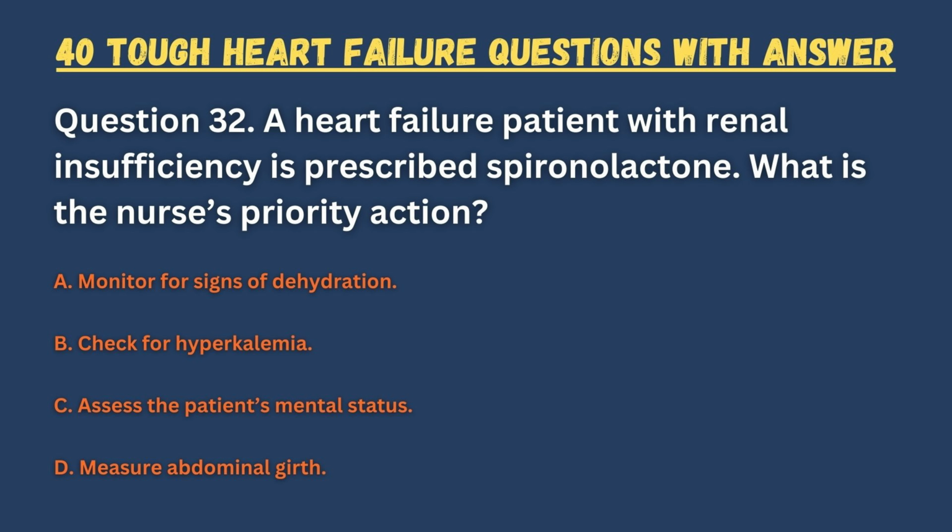Question 32. A heart failure patient with renal insufficiency is prescribed spironolactone. What is the nurse's priority action? A. Monitor for signs of dehydration. B. Check for hyperkalemia. C. Assess the patient's mental status. D. Measure abdominal girth.